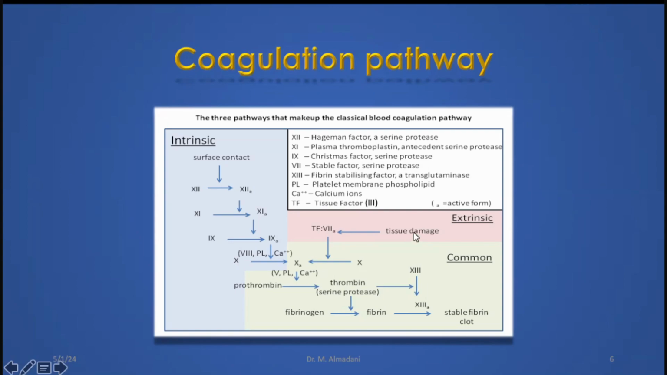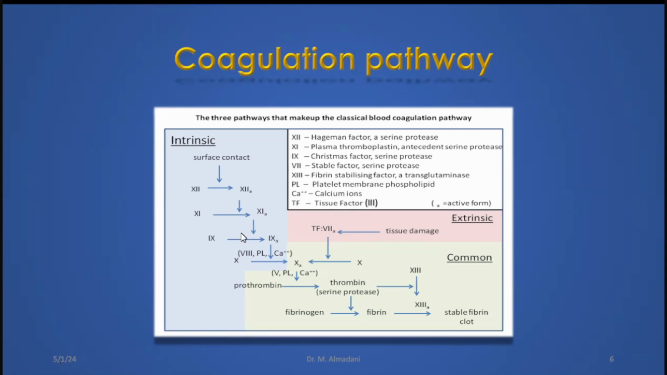So in the extrinsic pathway, we are talking about tissue factor, or factor number 3, and factor number 7. In the intrinsic pathway, we are talking about factor number 12, 11, 9, 8, along with calcium and platelets. After that, upon the activation of factor number 10, we have reached the common pathway.